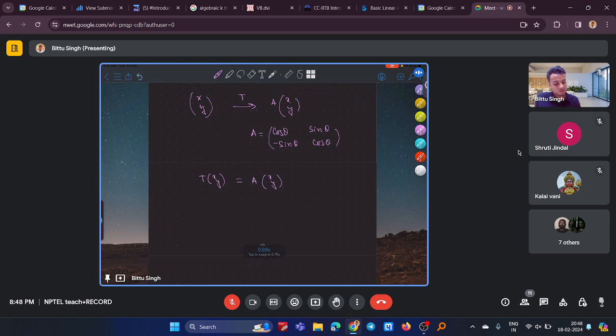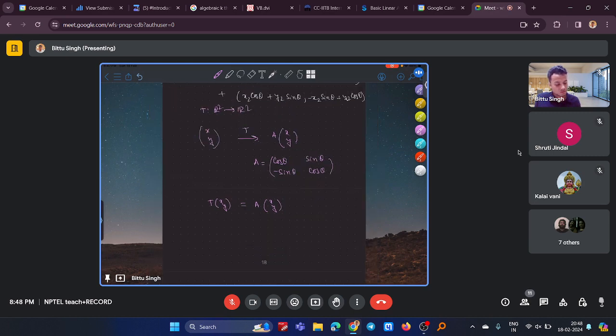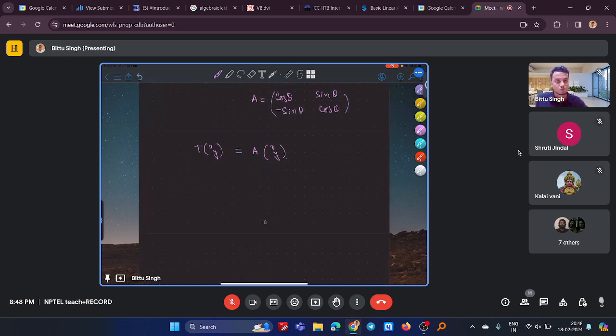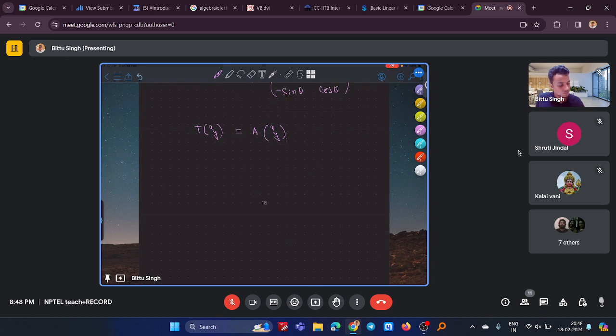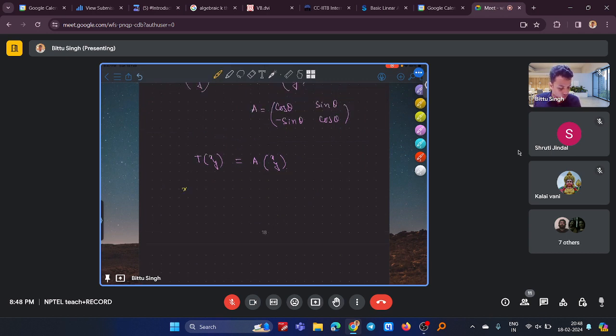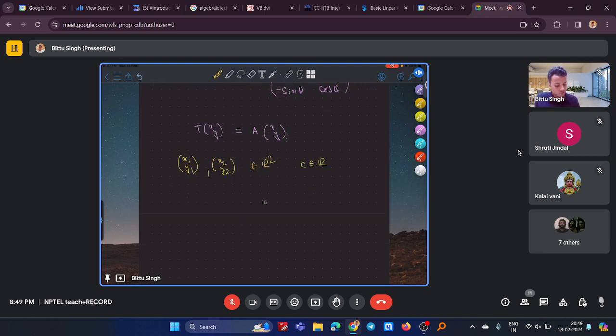Now using this definition, using this structure, it is easier to check those properties. That is, take x1, y1 and x2, y2 from R2 and c from R. Now what will be T of this? T of, that is, this is P1, this is P2.